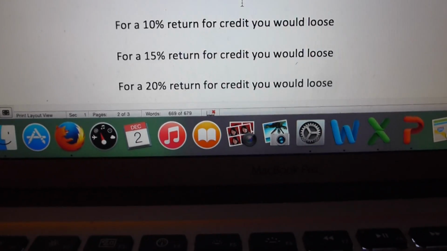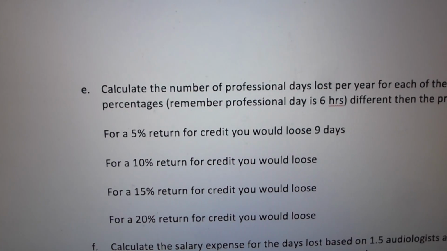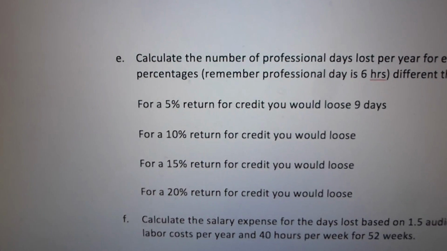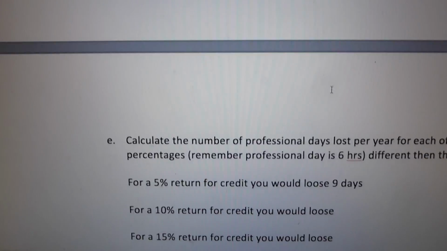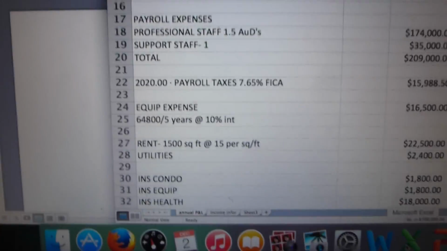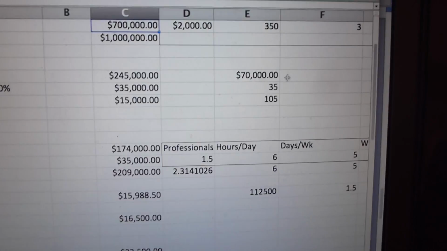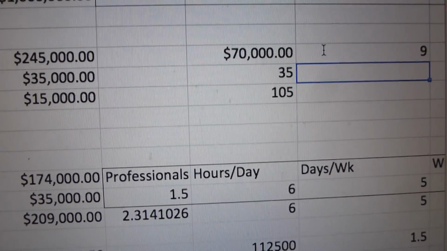Now, once you get down to E, it's kind of just asking you to use all of the numbers you've used before. You're really just going to take your credit hours and make them into days. So 54 hours is how many days? Remember, we are using 6-hour days at this portion. So you can just do 54 divided by 6, or 9 days. So you're going to lose 9 days for the 5%.